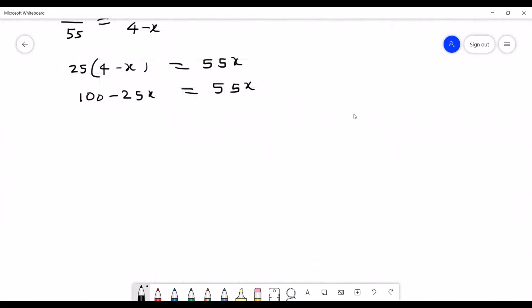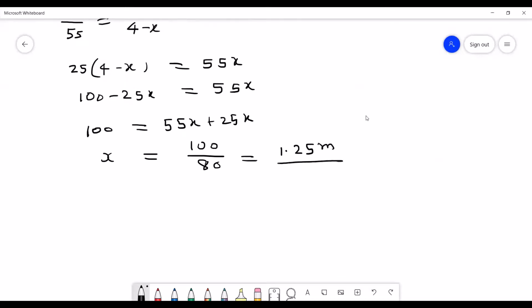We are doing all these things to find out the distance x. So when you take the 25 to the right side, then 100 will be equal to 55x plus 25x. Here we are getting x as 100 divided by 80. So we are getting x equal to 1.25 meter.